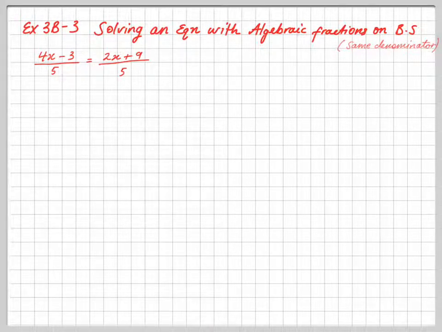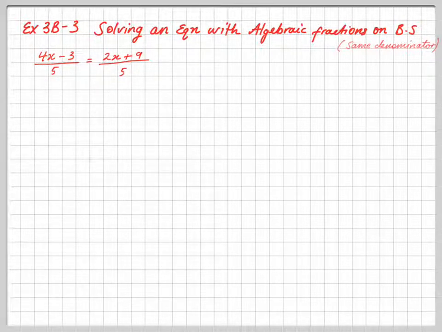Okay guys, now I'm going to show you how to do the last example in chapter 3, exercise 3B. So this is the third worked example, and it's pretty much an algebraic equation that has fractions in it, or algebraic fractions, and the denominators are the same. You can see that the denominators are 5.